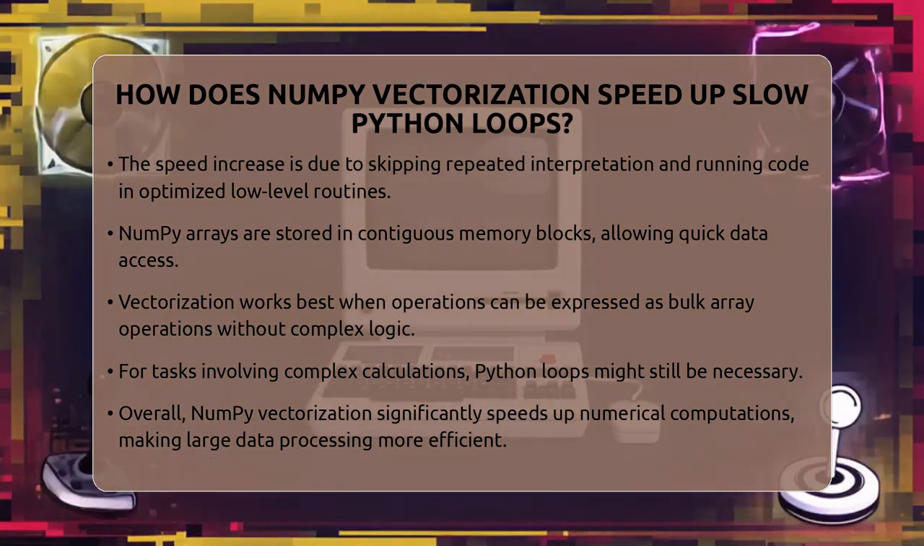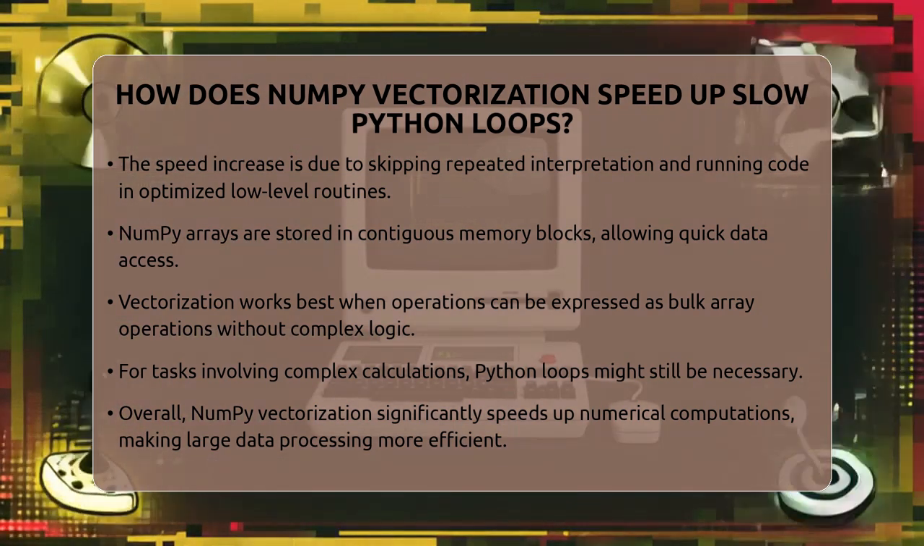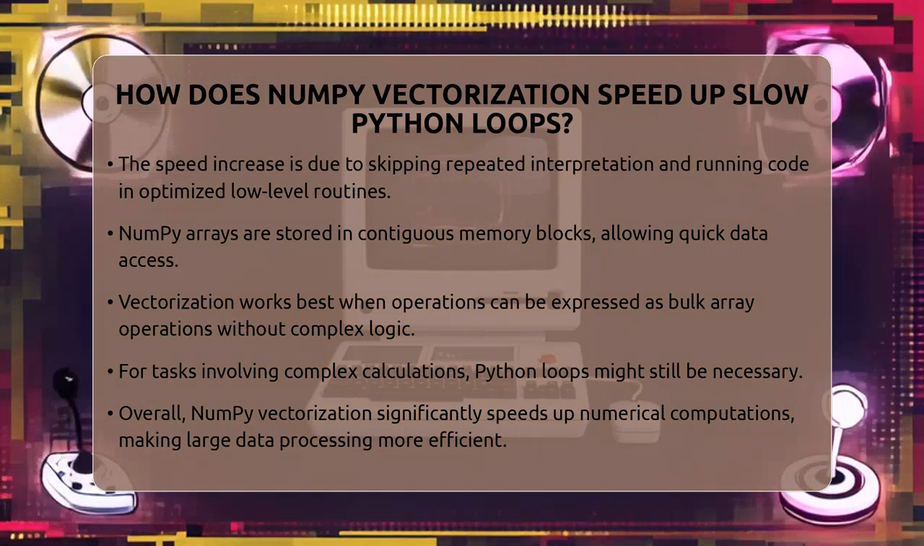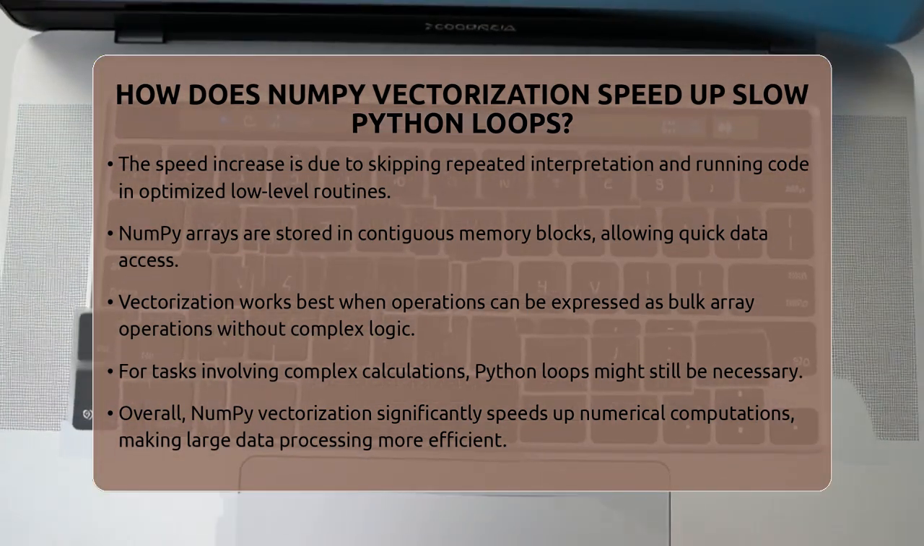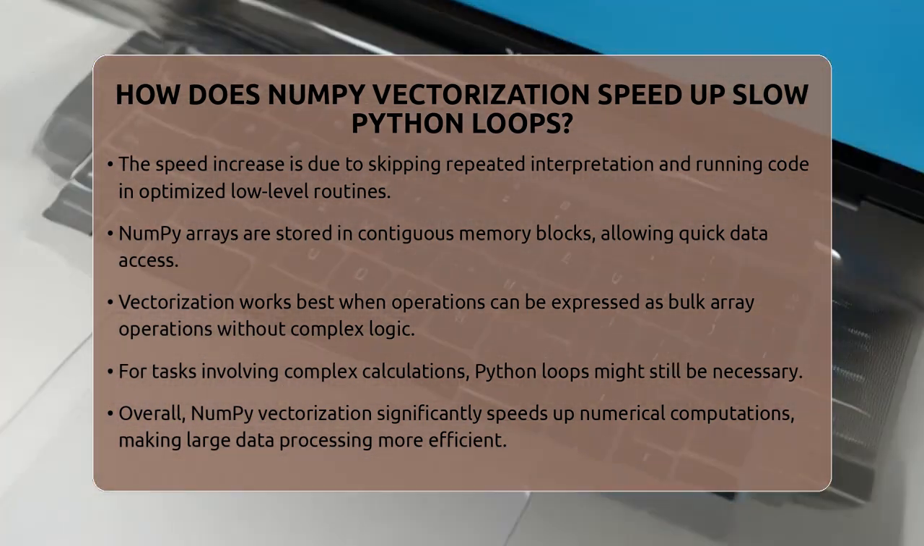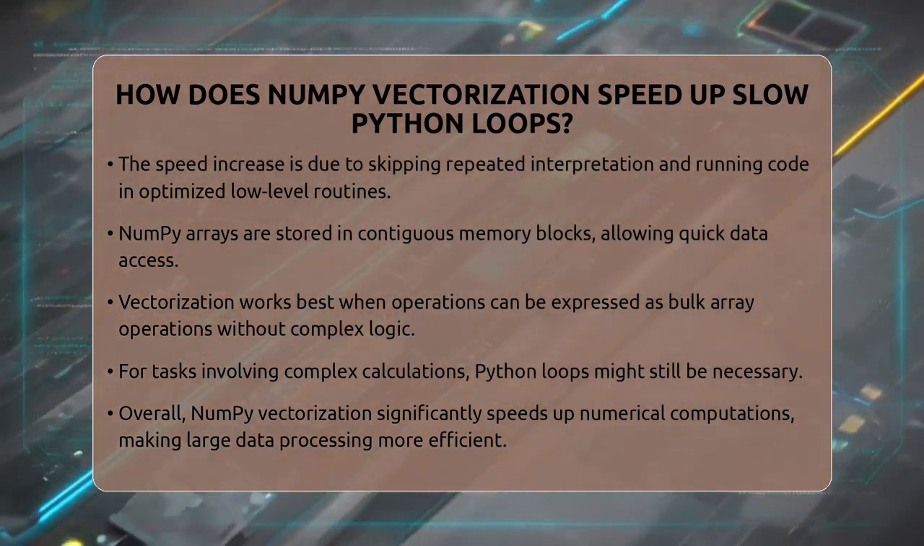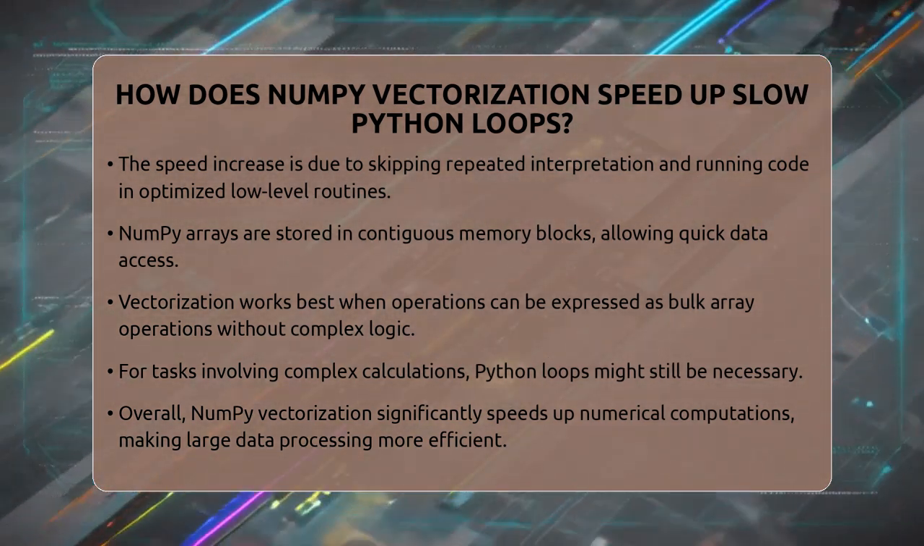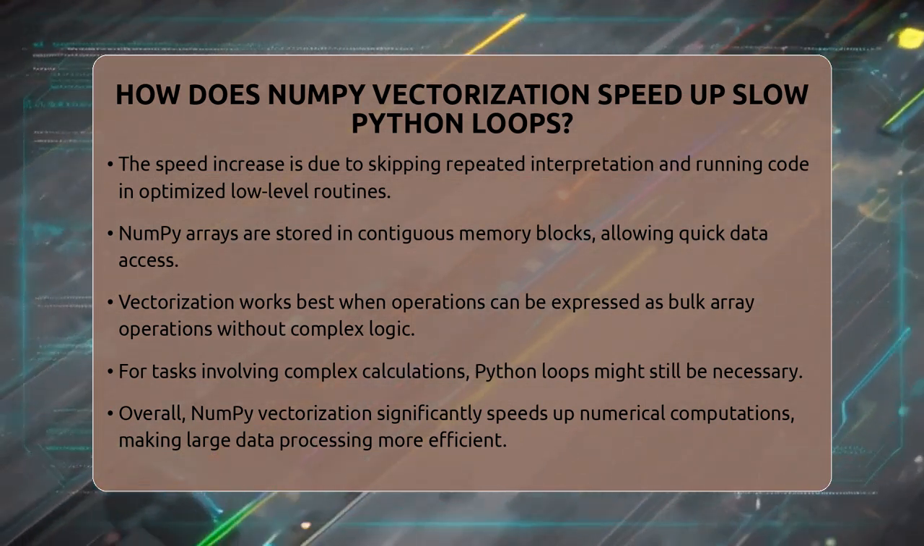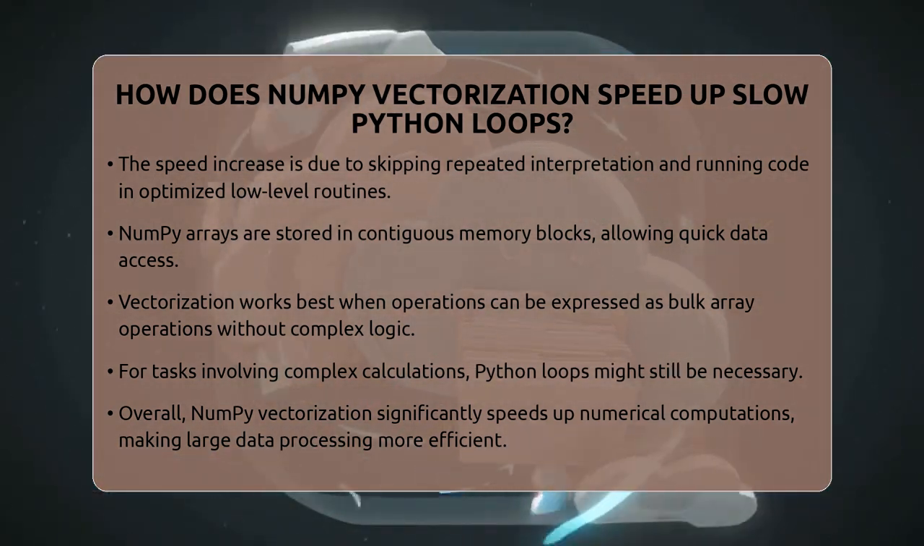In simple terms, NumPy vectorization speeds up slow Python loops by shifting the work from slow interpreted Python code to fast, compiled array operations. This makes handling large amounts of data quicker and easier, especially in data analysis and scientific computing.